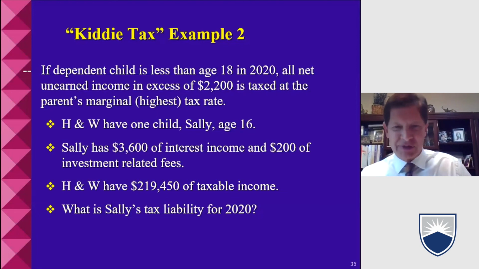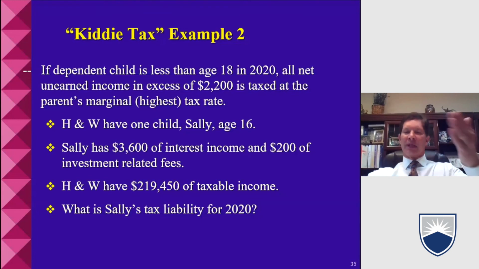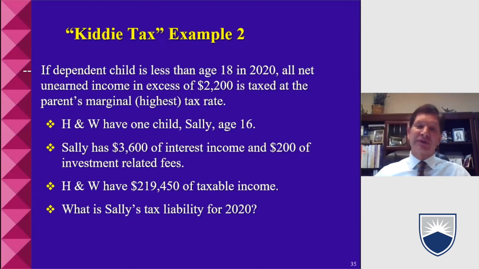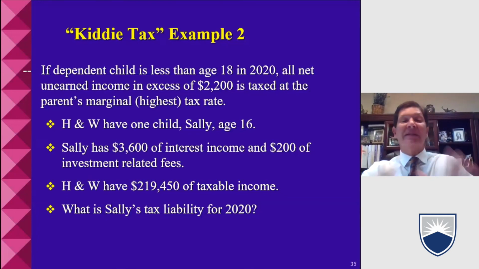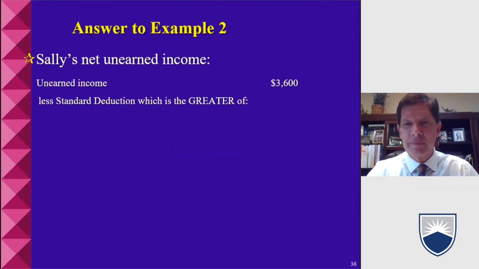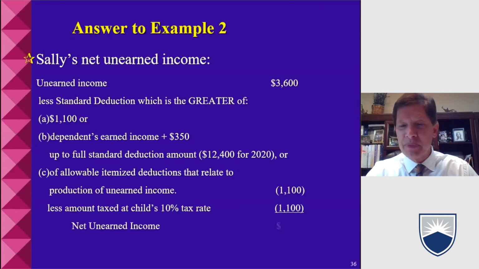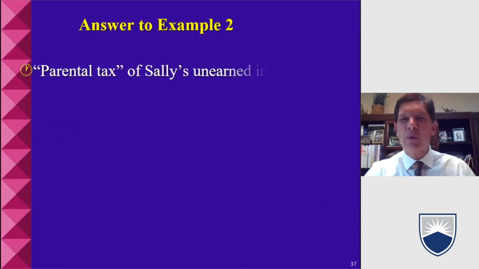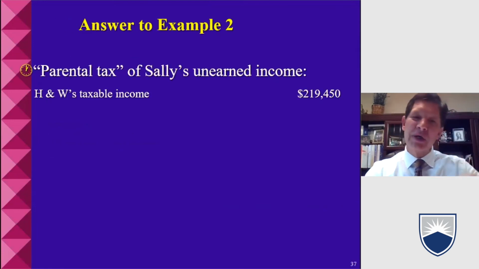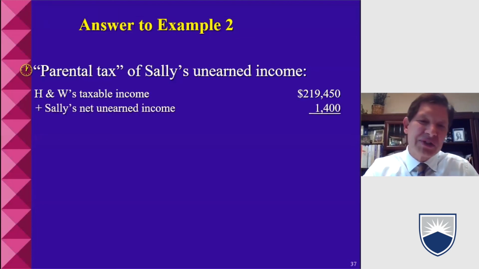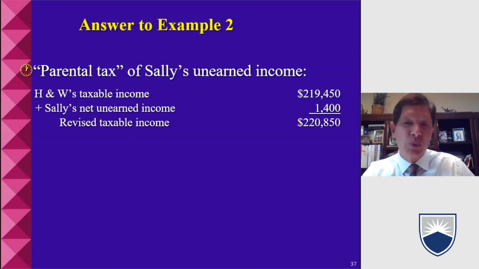Now, if you look at Sally's interest income of $3,600, she clearly has unearned income in excess of $2,200, or $1,400. So $1,400 of that $3,600 is going to be taxed at the parent's marginal tax rate. So bear with me, $1,400. I know this is riveting, but here's how it works. H and W have taxable income of $219,450, with Sally's net unearned income, $220,850.